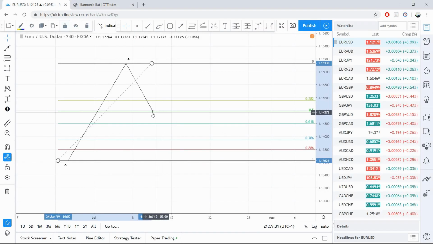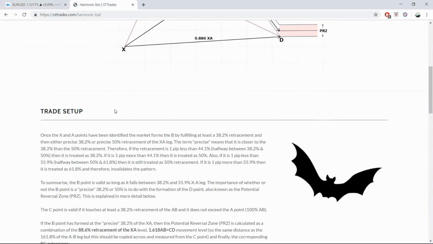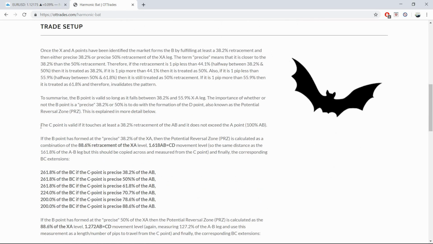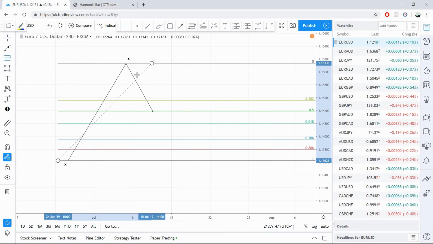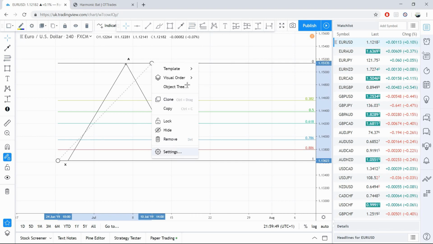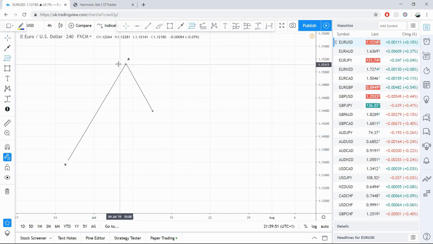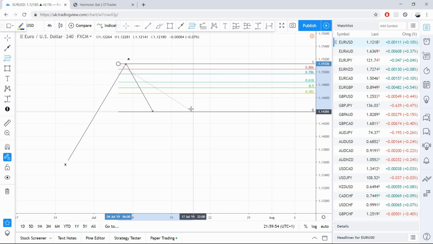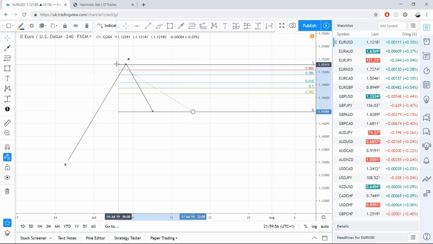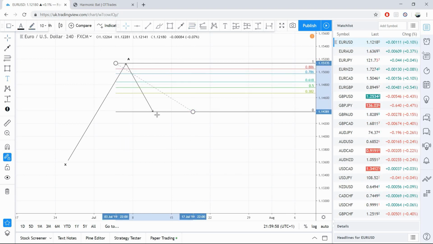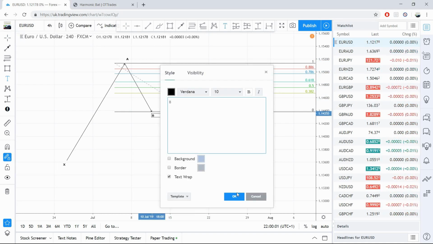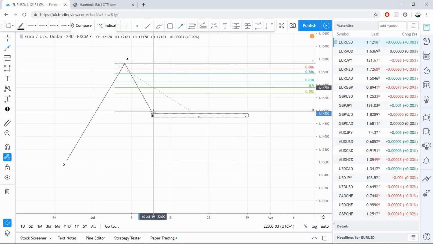So remember, that's a precise 50% now rather than the 382, because that's important when it comes to the D leg. Now the C point's an easy one, same as the advanced pattern. The C point is valid if it touches at least the 382 retracement of A to B and does not exceed the A point. So let's remove this one. Just label this up here, B. So we're now looking for that C point.